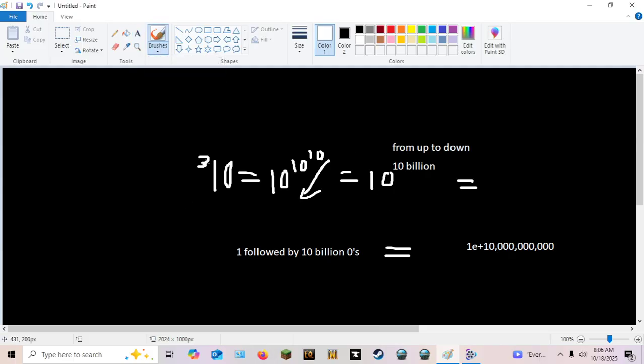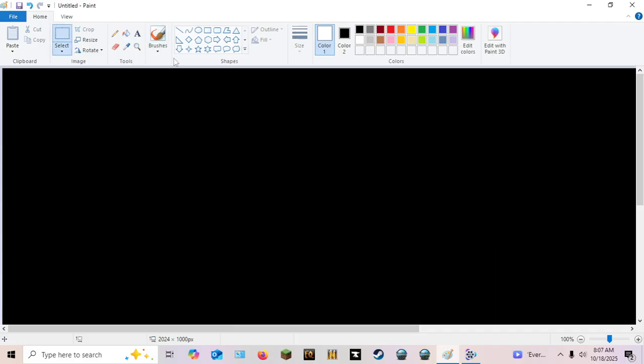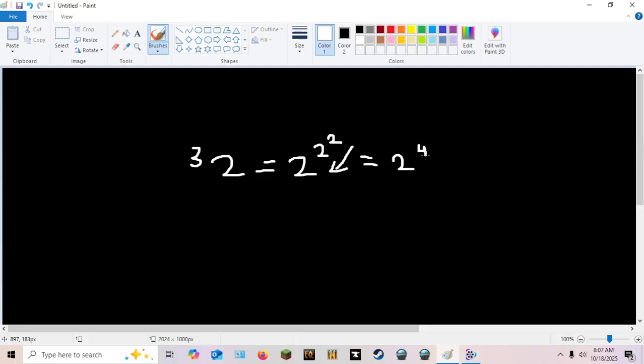So that's it for those two problems. Let's do another one. What is 2 tetrated to 3? This actually equals 2 raised to the 2 raised to the 2, 3 times. We have to evaluate this way. 2 squared is 4. 2 raised to the 4th power equals 16. And then 2 tetrated to 4 equals 2 raised to the 2 raised to the 2 raised to the 2. We have to evaluate this way.